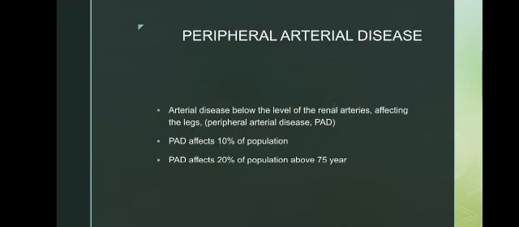As the word says, peripheral arterial disease is the disease of the arteries in the periphery. By definition, arterial disease below the level of the renal arteries affecting the legs is called peripheral artery disease. The magnitude is quite large, as 10% of the population is affected, and the percentage increases as the age increases. Above 75 years of age, 20% of the population is affected by this.